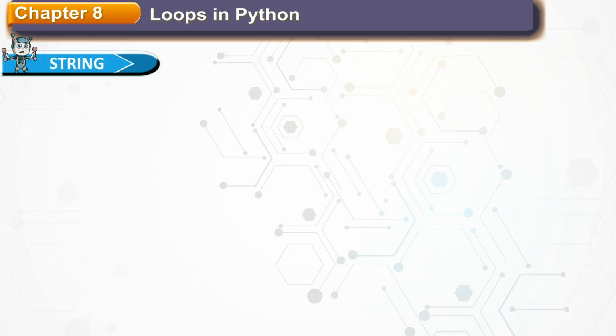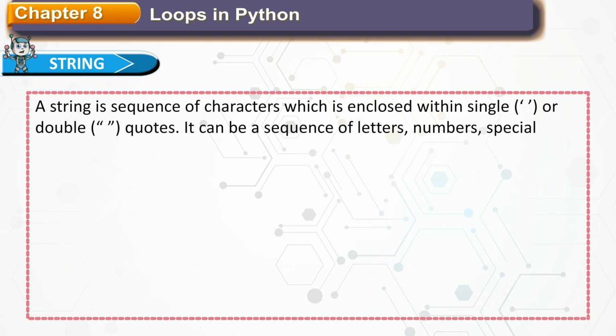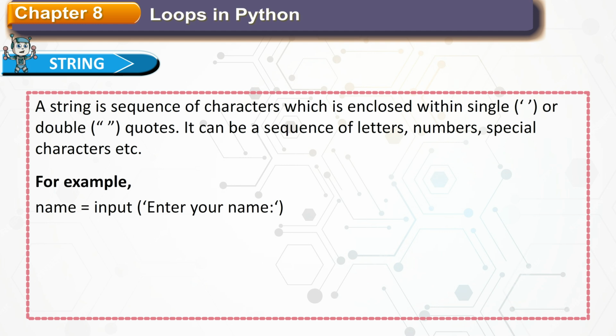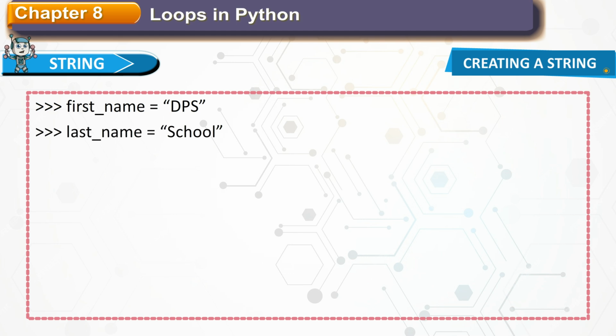String. A string is a sequence of characters which is enclosed within single or double quotes. It can be a sequence of letters, numbers, special characters, etc. For example, name = input("Enter your name"), print("Hello " + name). Creating a string. first_name = "DPS", last_name = "school", str = "".